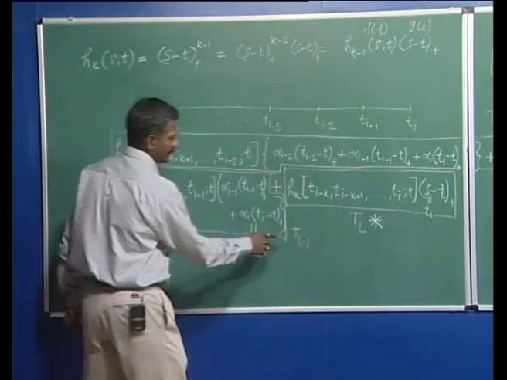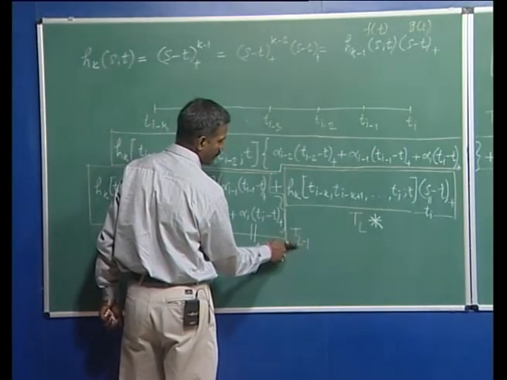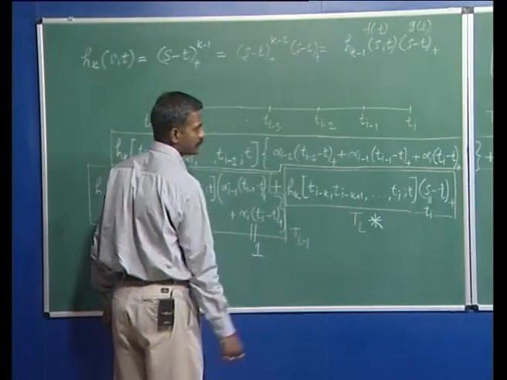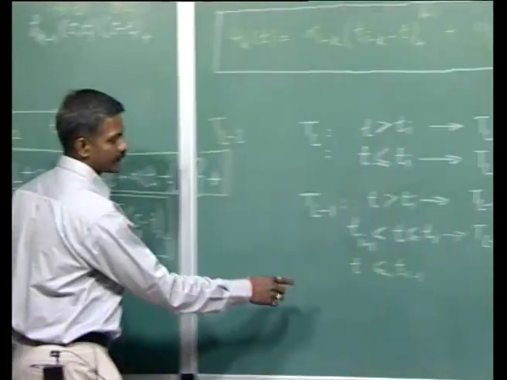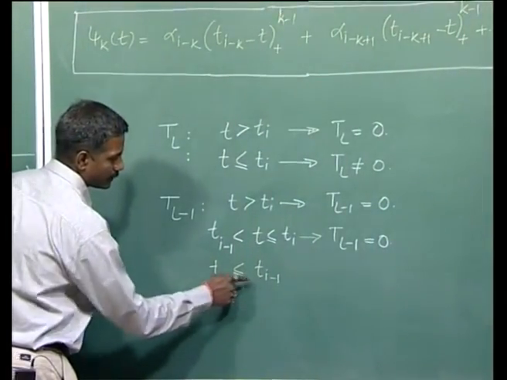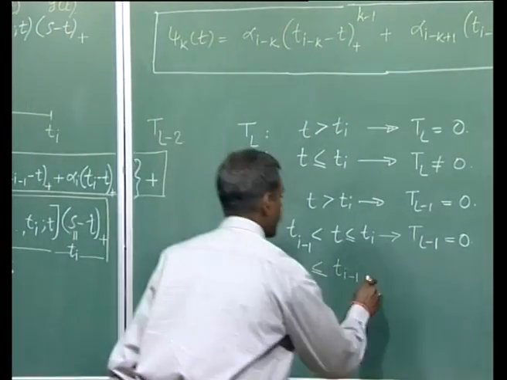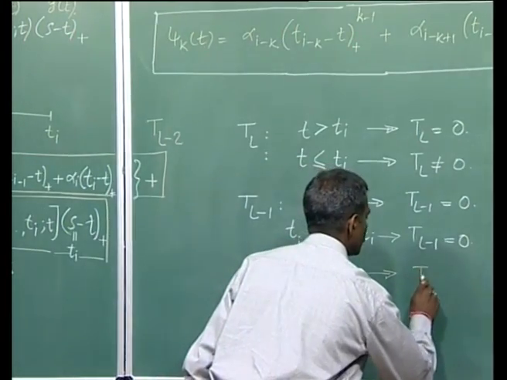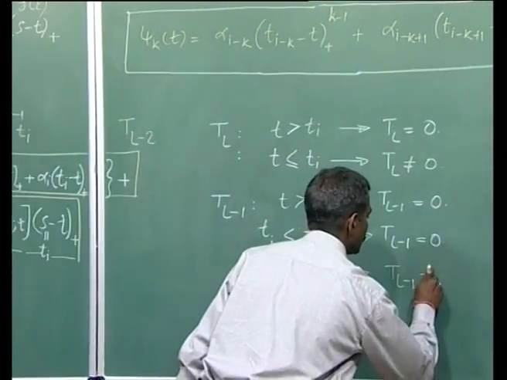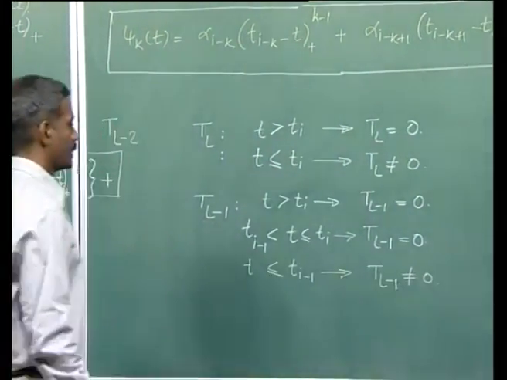So t_{i-1} becomes important for values of t smaller than t_{i-1}. And so I would say that this is not equal to 0.